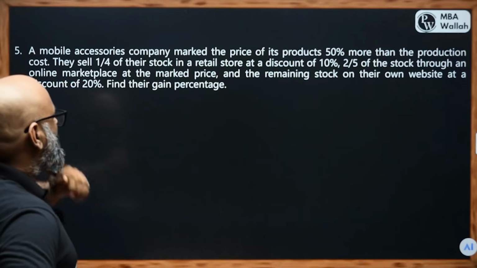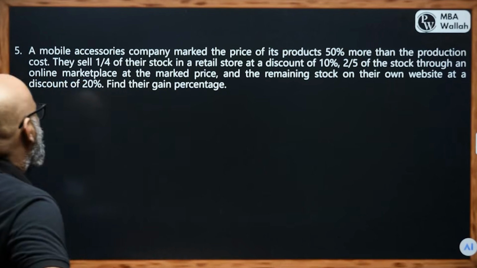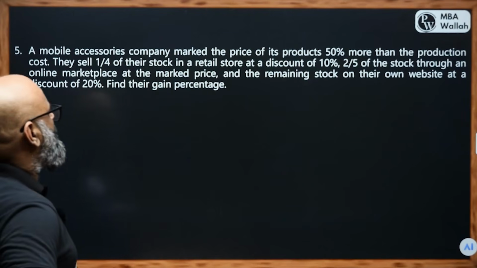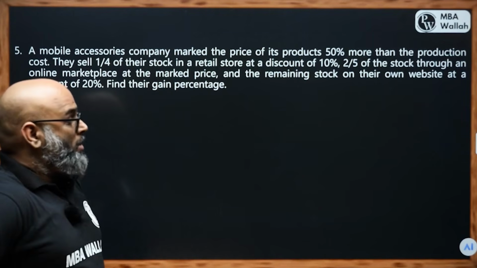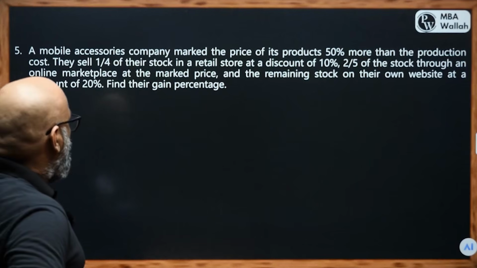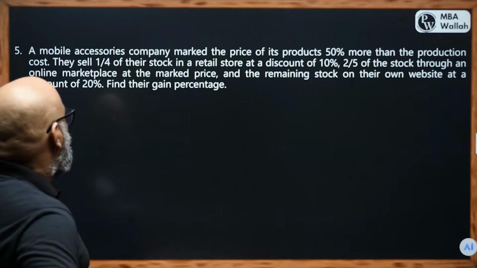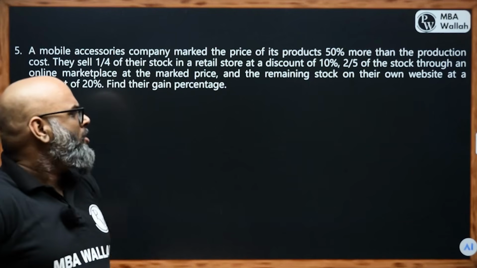A mobile accessories company marked the price of its products 50% more than the production cost. They sell 1/4 of their stock in a retail store at a discount of 10%, 2/5 of the stock through an online marketplace at the marked price, and the remaining stock on their own website at a discount of 20%. Find the gain percentage.